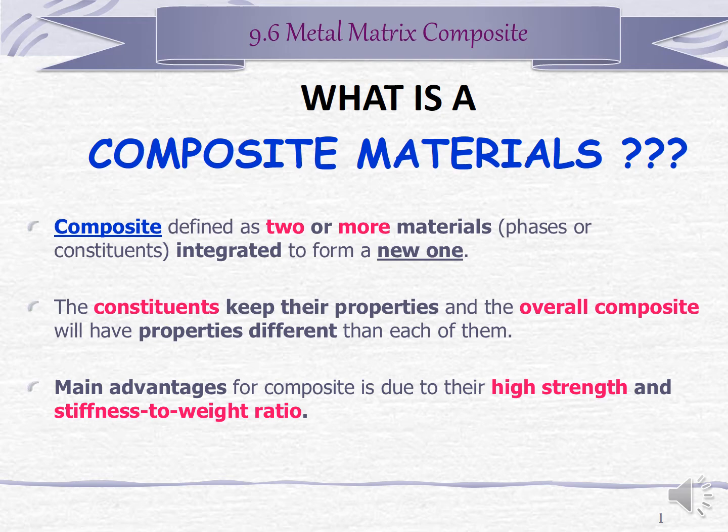We have come to the last topic on this chapter 9. Chapter 9 is on the characteristic, processing, and application of metals and alloys. And the last topic is about the metal matrix composite.